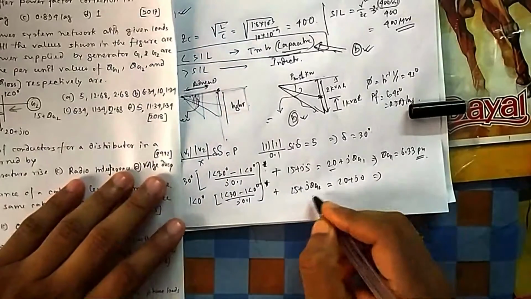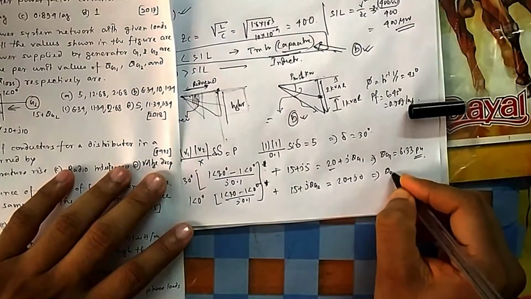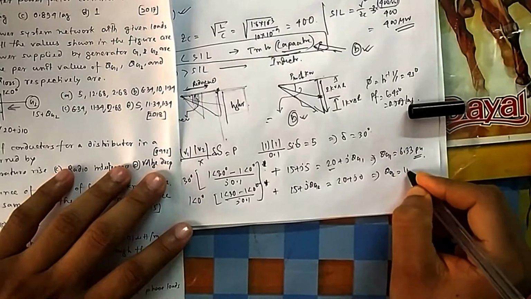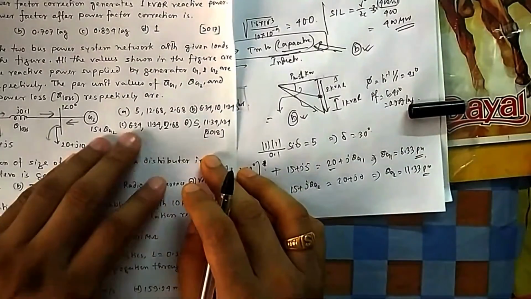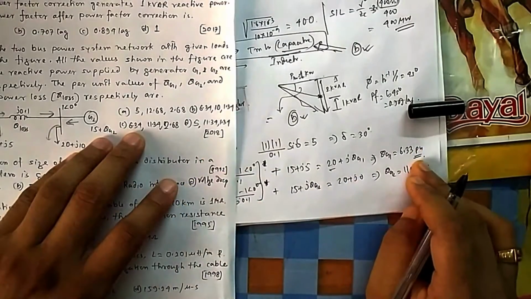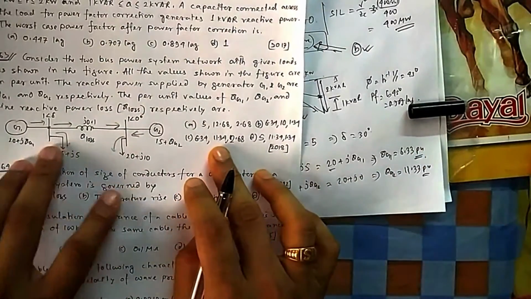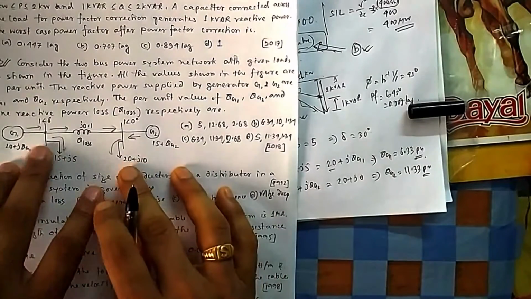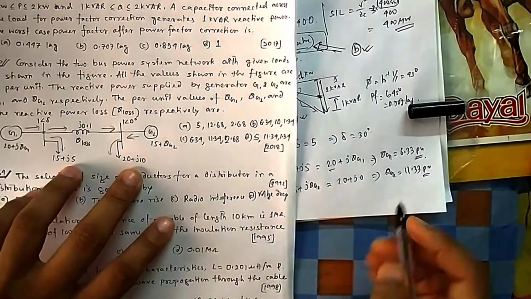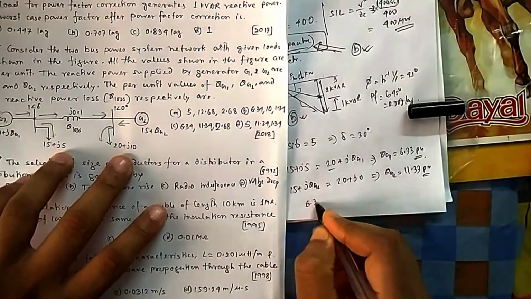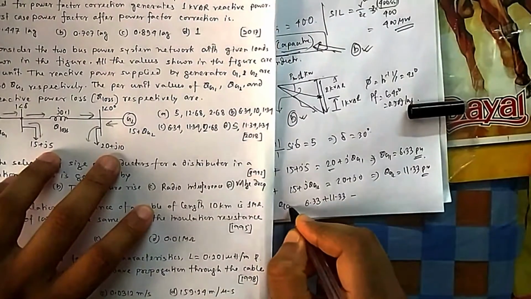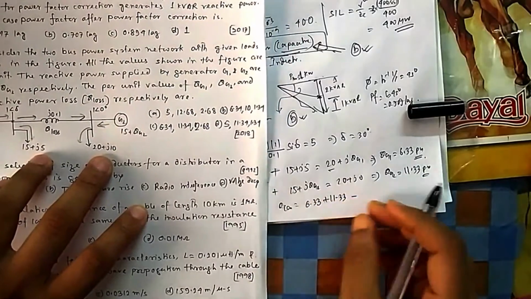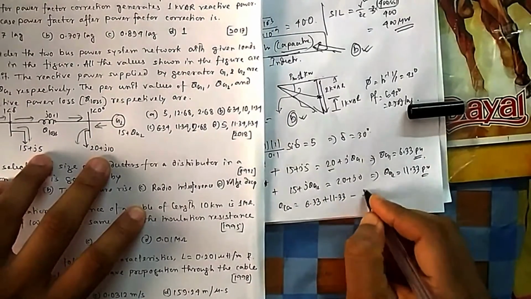Again from here if you equate the imaginary part, you will find QG2 will be equal to 11.33. So for this you can give the answer, that is option C, these two. And from here you can calculate your loss also. You can see how much total reactive power you are supplying, this much 6.33 plus this. The total supply minus loss is equal to total generation minus total load, and total load is 5 plus J10.